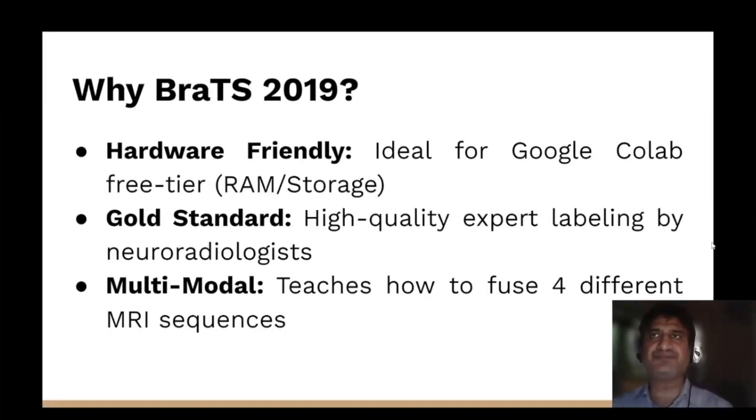You might wonder, why are we using the 2019 version of the BraTS dataset instead of the latest 2024 or 2025 releases? The reason is practical accessibility. Modern BraTS versions now contain thousands of high-resolution scans, which are excellent for state-of-the-art research, but can easily overwhelm the storage and processing limits of a standard Google Colab environment.